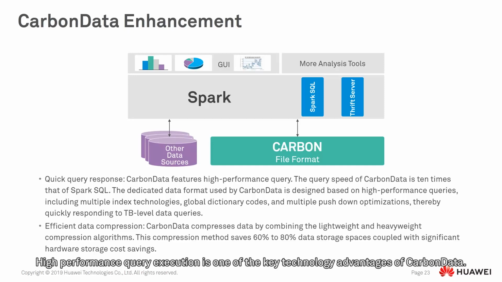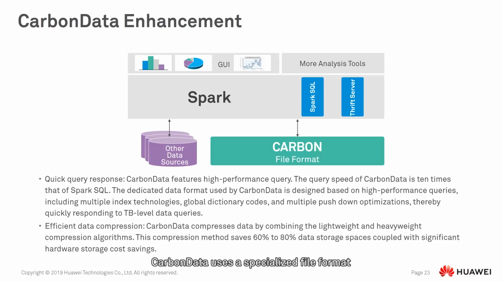High-performance query execution is one of the key technology advantages of CarbonData. CarbonData queries run approximately 10 times faster than Spark SQL queries. CarbonData uses a specialized file format designed from the ground up keeping query performance in mind. It combines multiple indexing techniques along with dictionary encoding and several pushdown optimizations to deliver the best possible response time for queries on TB-level data.